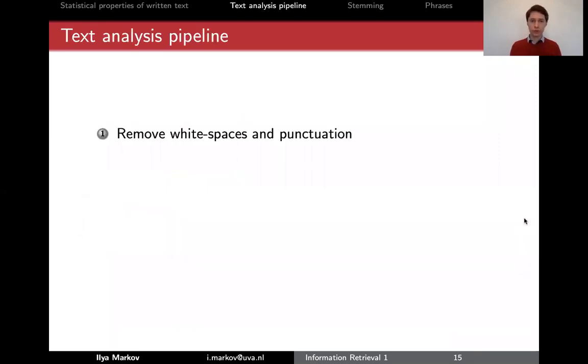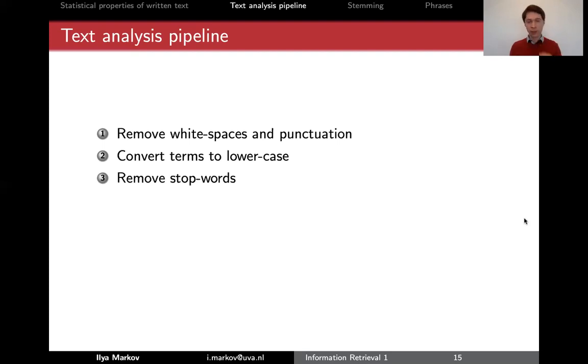So first, you need to remove all the white spaces and punctuation. Essentially, you need to extract words, or tokens, we sometimes call them, or terms. Second, you convert all the terms or words to lowercase. Remove stop words. We will touch on that a bit later, what stop words are in case you don't know. Then you do stemming, convert terms into stems. Again, we will talk a little bit about that.